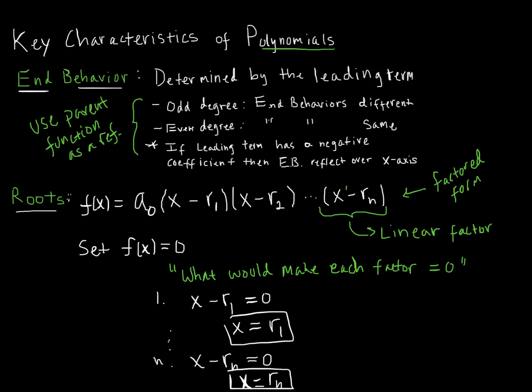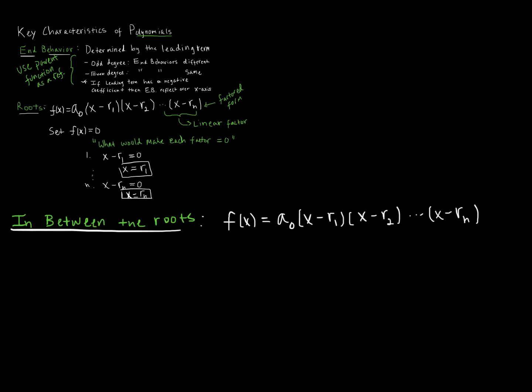Now the last key characteristic that we have, think about it, we have the end behaviors, what's happening as you approach negative infinity, positive infinity, and the roots, where is the function equal to 0? The last thing is what's happening in between those roots. And so there are a couple ways that we can determine this, and we're going to talk about that right now. Okay, so if we are able to ascertain the end behavior and the roots, how will we figure out what's happening in between the roots?